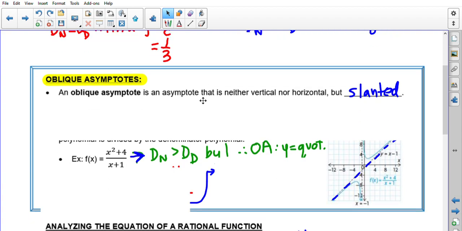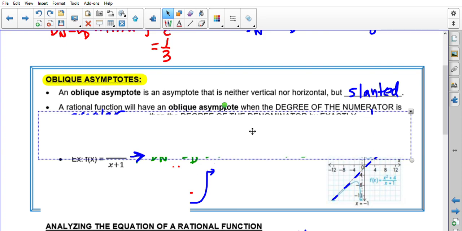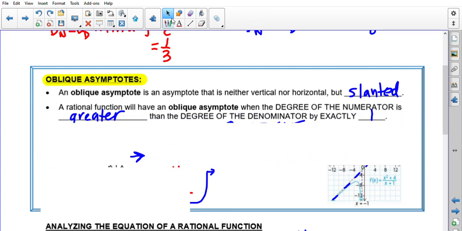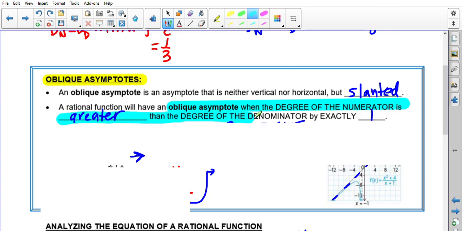All right, next up is an oblique asymptote. So this is very unique. An oblique asymptote is an asymptote that is neither vertical nor horizontal, but is slanted. So we haven't seen these ones before. So when does this occur? A rational function will have an oblique asymptote when the degree of the numerator is greater than the degree of the denominator by exactly 1. Okay, so that's very specific. So numerator is greater than degree of denominator by exactly 1.